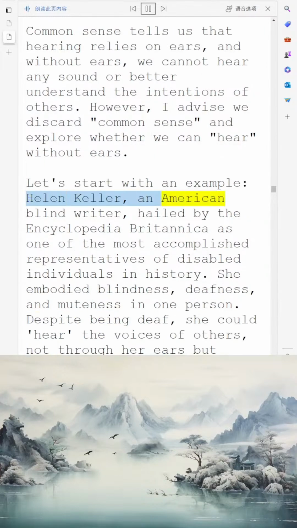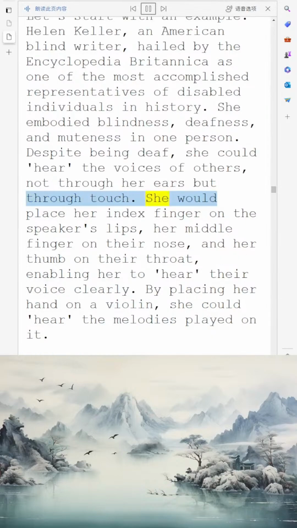Helen Keller, an American blind writer, hailed by the Encyclopedia Britannica as one of the most accomplished representatives of disabled individuals in history. She embodied blindness, deafness, and muteness in one person. Despite being deaf, she could hear the voices of others, not through her ears but through touch. She would place her index finger on the speaker's lips, her middle finger on their nose, and her thumb on their throat, enabling her to hear their voice clearly.